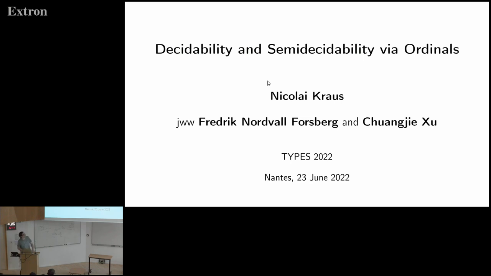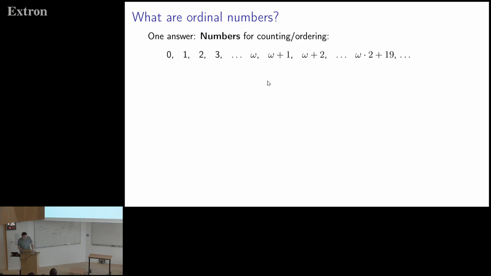Right, okay, so this is joint work with Frederick Nordvall Forsberg and Chuangjie Xu. The first question, given this title, is probably: what are ordinal numbers? The lazy answer is, you start counting, and once you are done with all the natural numbers 0, 1, 2, 3, and so on, you just add a number omega, which is the smallest number larger than all the finite ordinal numbers, and then you continue with omega plus 1, and so on.